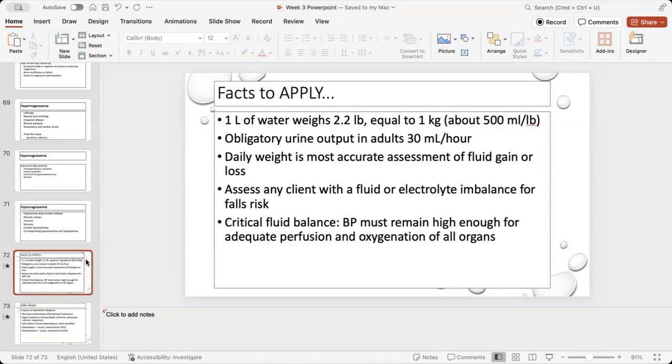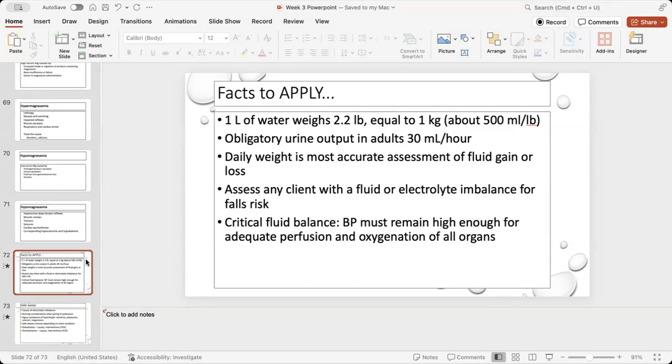Are your arrows the same or opposite? Same. They're the same. So is it a metabolic problem or a respiratory problem? Metabolic. It's a metabolic problem. Now you have to go to the next section.